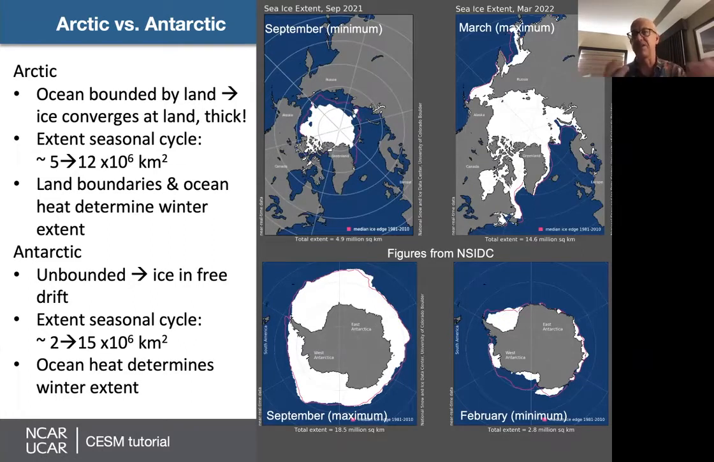So the seasonality is very different. There's a huge seasonal cycle in the Southern Ocean, where the ice melts back almost all the way to the continent around Antarctica. And then the other important thing I wanted you to take away from this, not just the seasonality and the boundedness and things like that, is that you'll notice here, this is the September minimum in the Arctic, but that's actually about the maximum in the Southern Hemisphere.